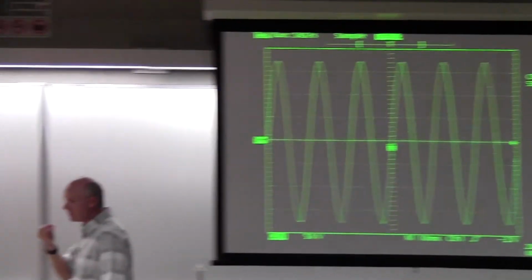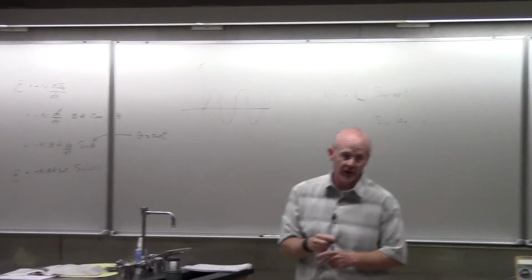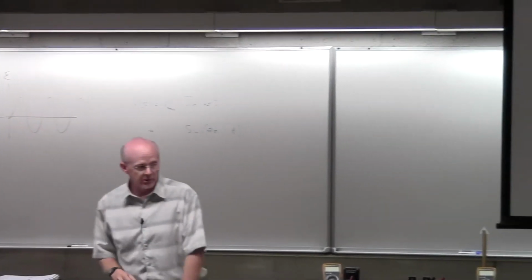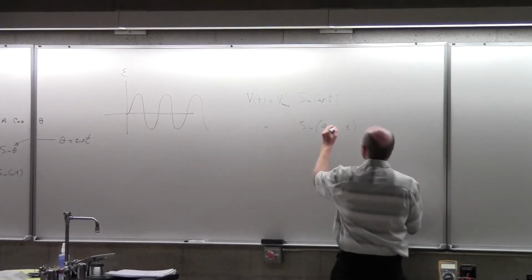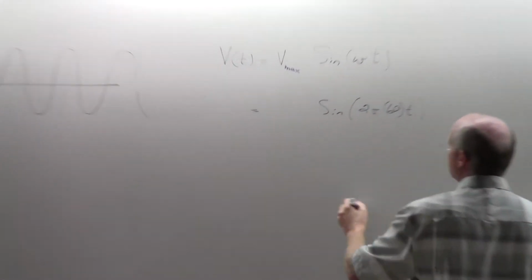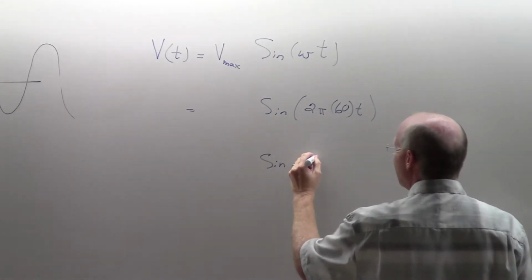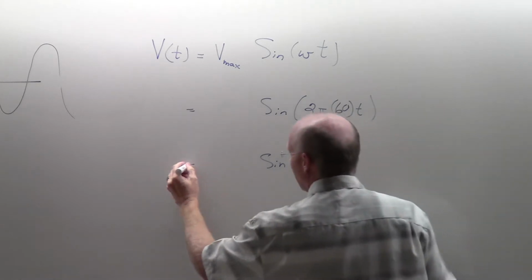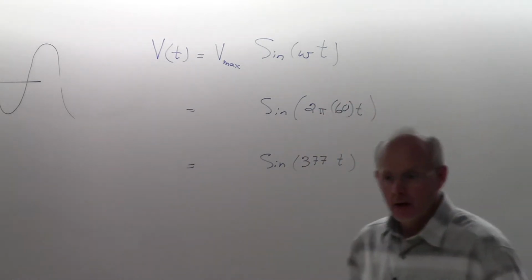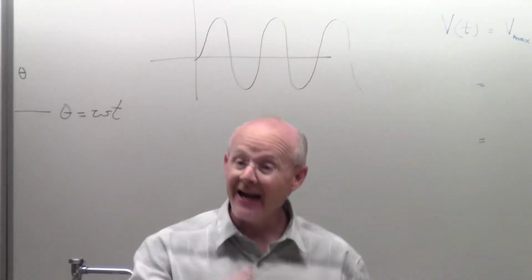3,600 RPMs is how it is built here in the North America grid. And I guess we're in the western part of our grid here. And so this is 60, or putting the math together, 2 pi times 60 is about 377 times the time. All right, so that's the rate at which the voltage is changing. How high does it go up?